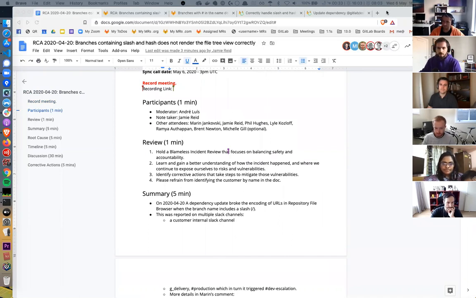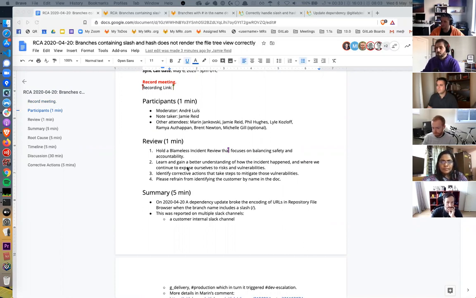So just to review the goal and the point of this meeting, we're holding a blameless incident review that is focusing on balancing safety and accountability. Focus here on the blameless, we're looking to find the causes for this and what we can learn from this. The second point is to learn and gain a better understanding of how the incident happened and where we continue to expose ourselves to risks and vulnerabilities. The third point is to identify corrective actions that take steps to mitigate those vulnerabilities.